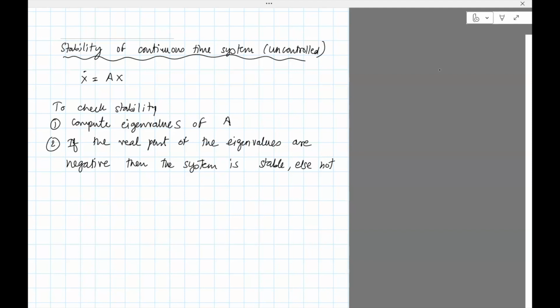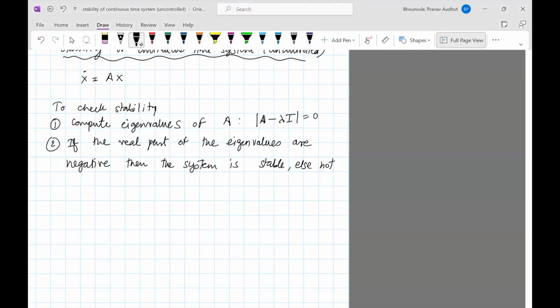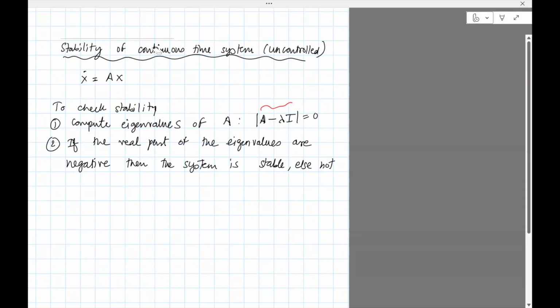Okay, so maybe I'll show you a calculation. But essentially, computing the eigenvalues is basically saying that the magnitude of A minus lambda I equal to 0. When you solve this equation, you get the eigenvalues. And then there is a command in Python which will help you compute the eigenvalues.